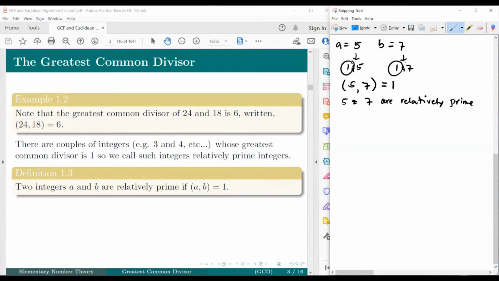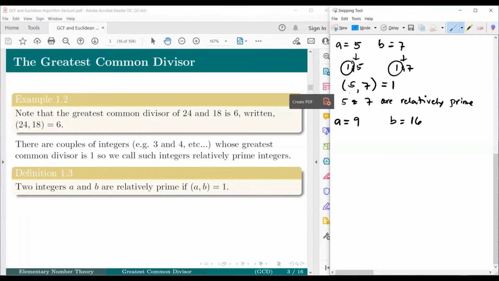However, relatively prime numbers are not necessarily prime numbers. Just for example, let us consider a equal to 9 and b equal to 16. Notice 9 and 16 are not prime numbers. Now we will check if they are relatively prime.